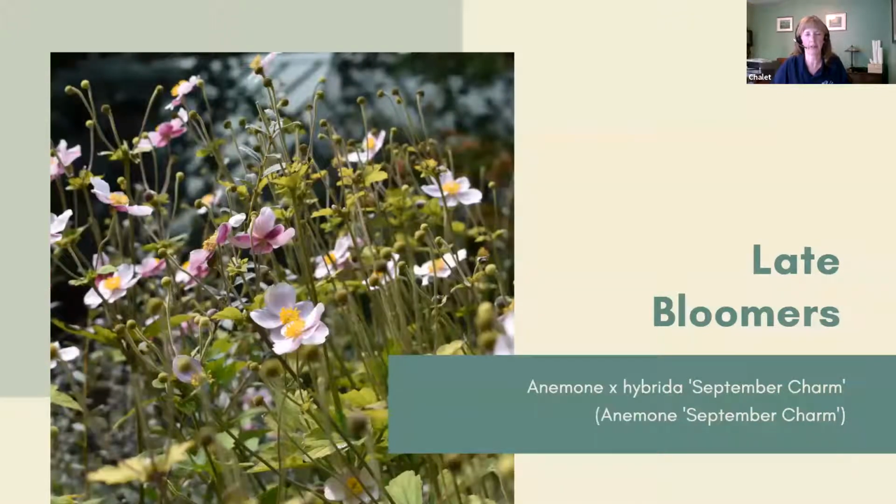Anemones. So anemone, September Charm, it's in the name. It blooms in September. There's anemones that bloom in the spring as well. This one is a fall blooming anemone. He's got a buddy who's white, Honorine Jobert. I like September Charm, very reliable plant. Again, gets these nice little pink flowers on him.